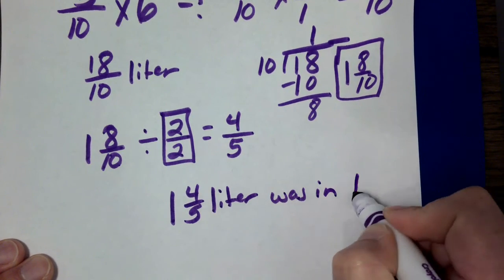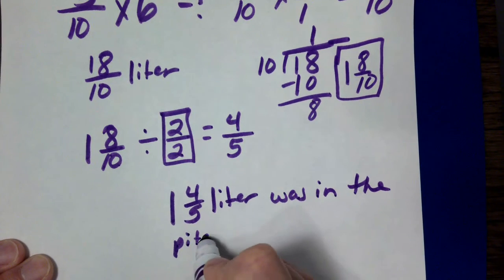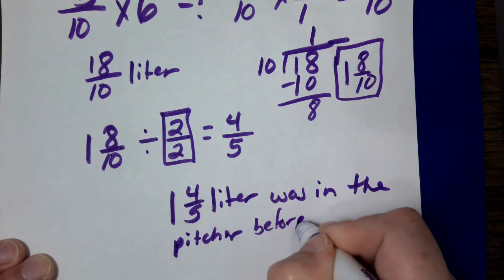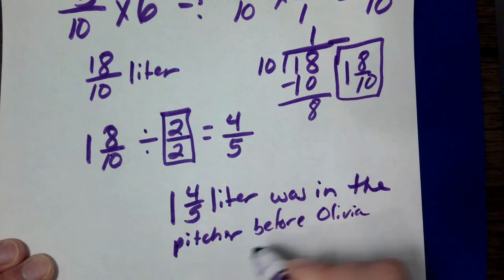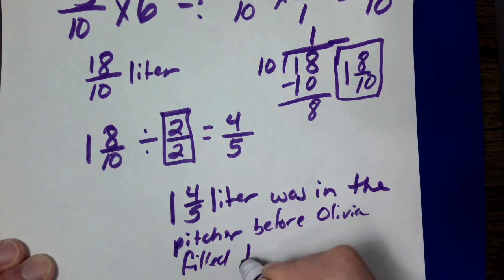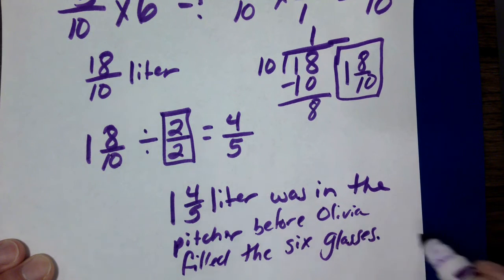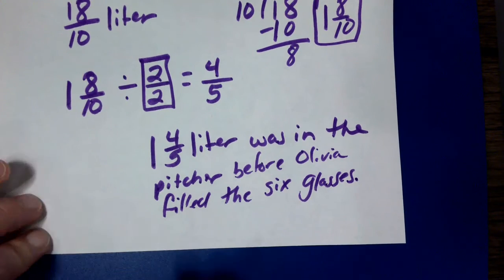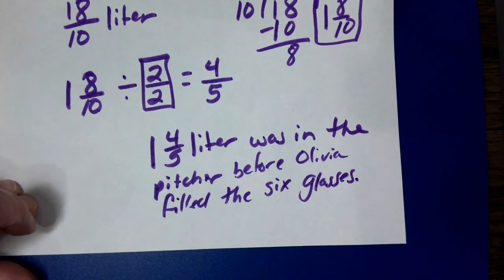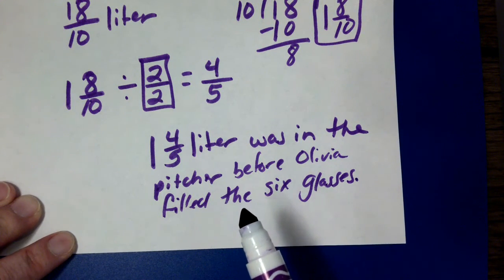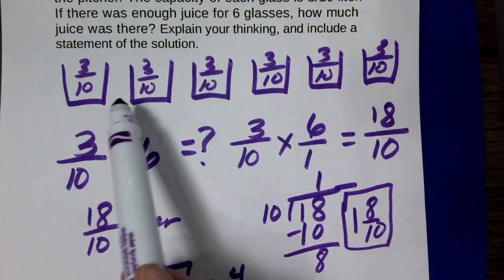was in the pitcher before Olivia filled the 6 glasses. It's really important that you do this statement of the solution because it really makes sure that you understand what the question is. So we started out with these 6 glasses.